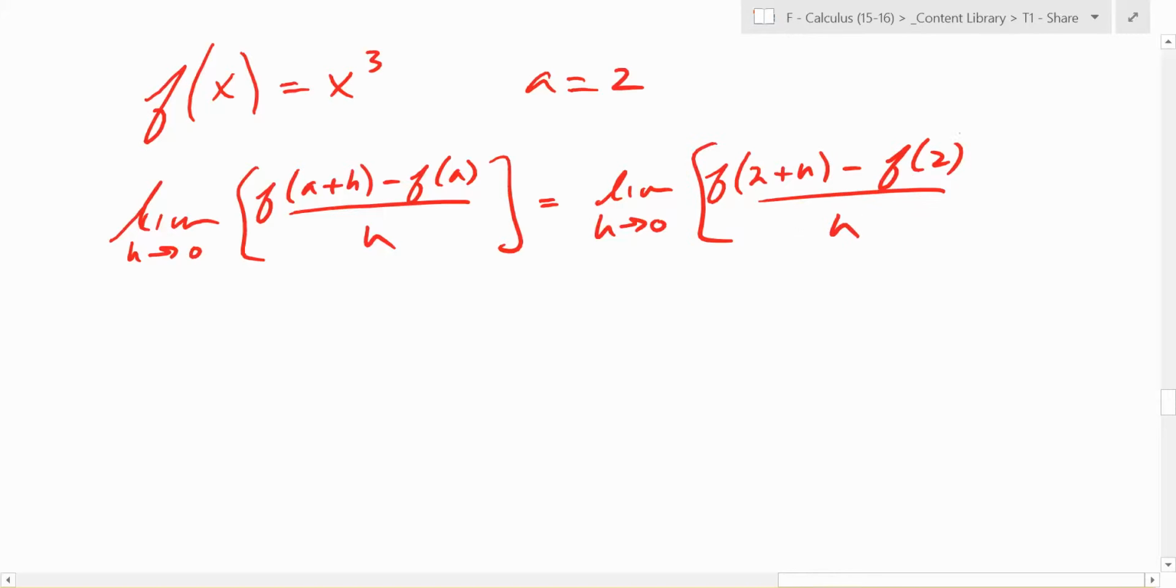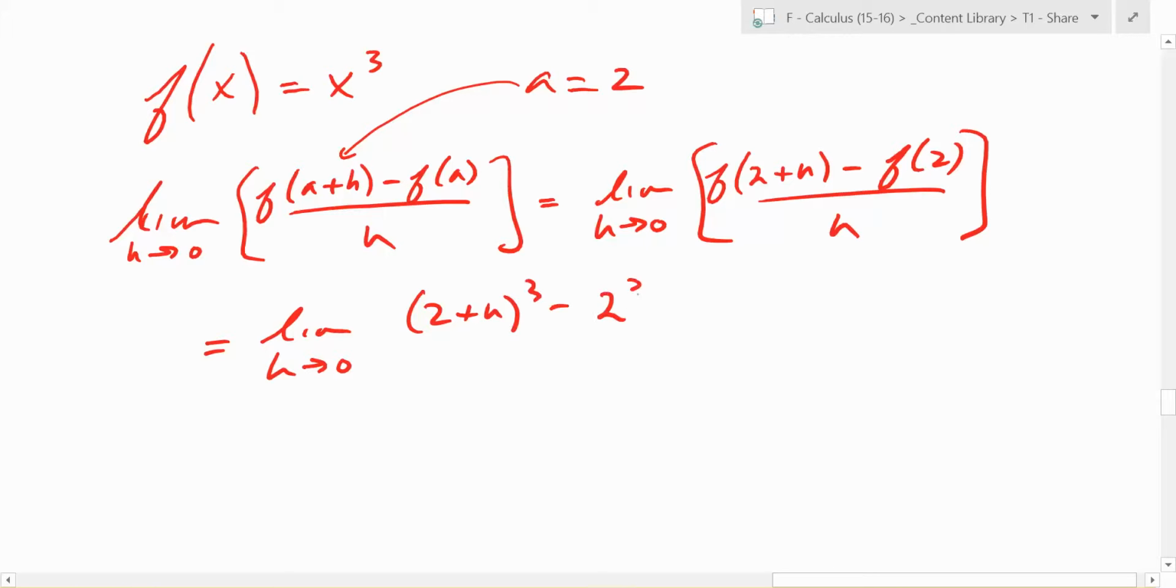What is f of 2? You just have to plug in 2 for a. Yes, right? And then keep going and finish it. Correct. So what's this going to be? It's the limit as h goes to 0 of what? 2 plus h cubed minus 2 cubed, over h, like this, right?